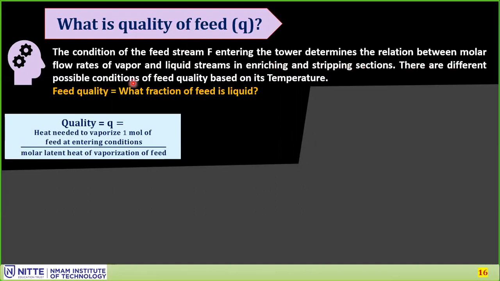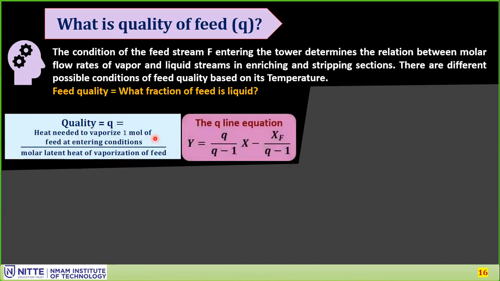So there are different possible conditions of feed quality based on temperature. Why temperature? Because temperature determines whether the stream contains liquid or vapor. So in simple terms, feed quality is defined as what fraction of the feed is liquid. It is defined as the heat needed to vaporize 1 mole of feed at entering condition divided by the molar latent heat of vaporization. If you have to vaporize the entire thing, it is the molar latent heat of vaporization. That is the theoretical condition, and this is the actual requirement. So we get to know whether it is liquid, some amount of liquid, or completely vapor.